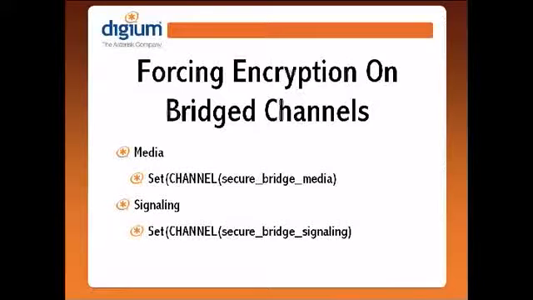These two commands are what you would use in the dial plan to be able to do that. It actually stores that information on the existing channel, so when a new channel is created that's going to be bridged to that channel, that will fail if that channel type doesn't support the type of encryption that you need, or if it supports it but it's just not enabled.